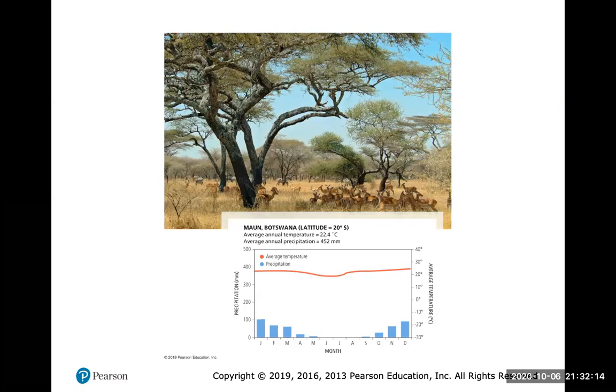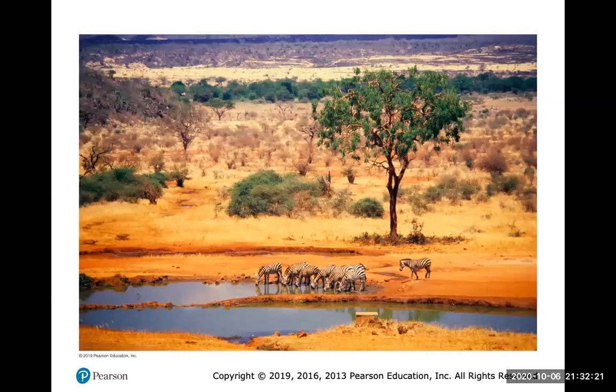You can see here the wet and dry season, more dry than wet, but extremely high temperatures. And here's Botswana, kind of typical of what you would think of in an African safari type picture.